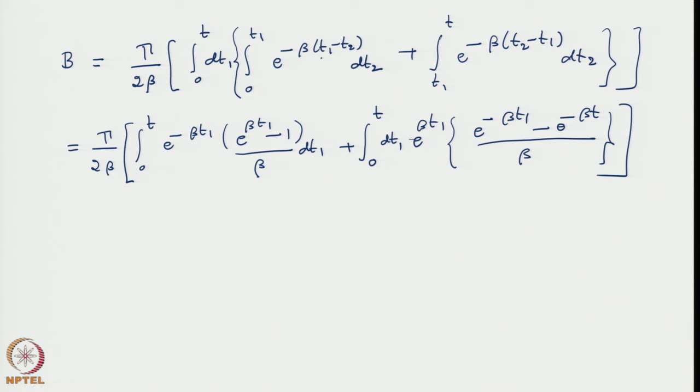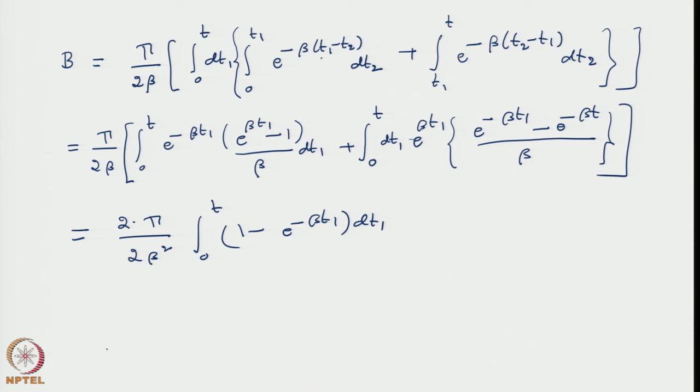It is an exponential term, this is a kind of a homework you can actually do, and both the integrals become same, leading to a formula for B which will be twice gamma by 2 beta square into integral 0 to t 1 minus e to the power minus beta t1 dt1. It all comes to this.